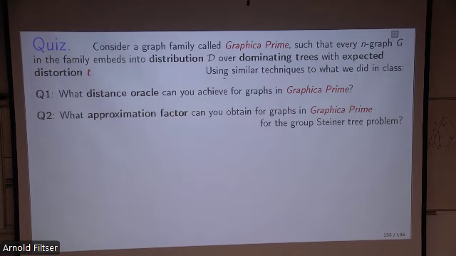And now the question is, using the same techniques and ideas that we used in class, what distance oracle can you achieve for graphs in Graphica prime, and what approximation factor can you achieve for the group Steiner tree problem for graphs in Graphica prime?